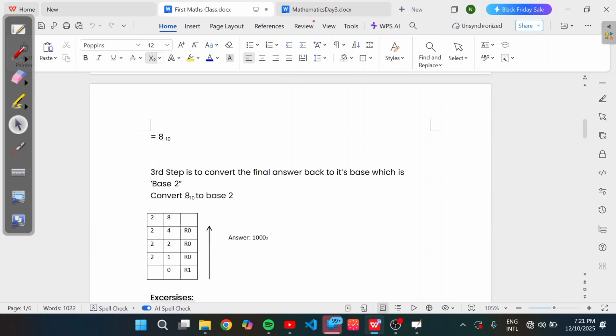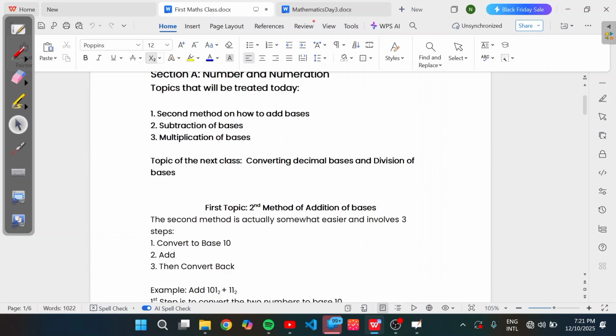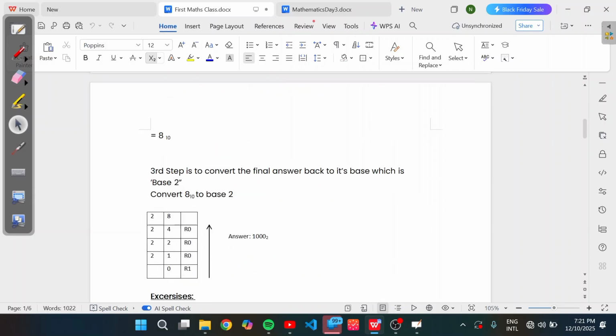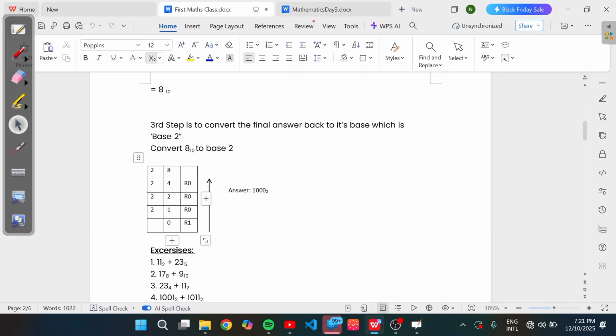Then afterwards, we convert it again back to base 2. Remember the steps. Step 1, convert to base 10. Step 2, add the 2 base 10 values we got after converting them. And then finally, the third step is to convert it back to base 2. So 8 base 10 back to base 2.